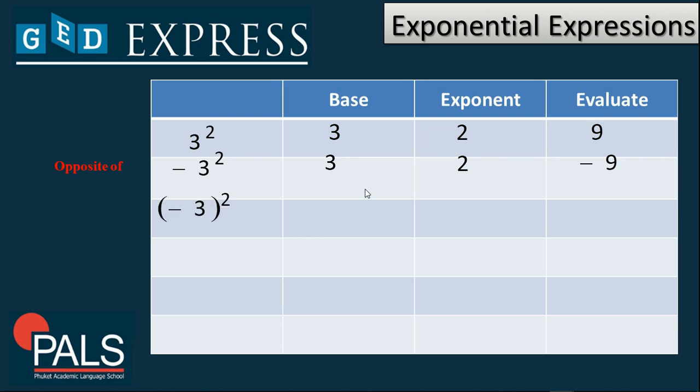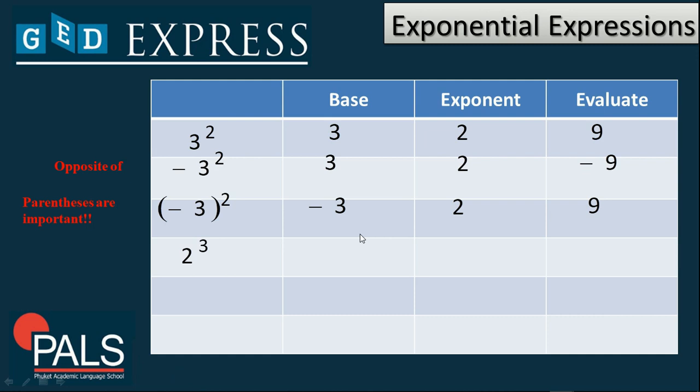9. But in this case, we don't have a parenthesis. That means the negative sign is outside the number, so that will become 3 times 3, positive 9, and we just put the negative sign here to denote that the symbol is outside the number. Now in this case, we have a parenthesis, so we are multiplying negative 3 by itself. So negative 3 times negative 3 will give you positive 9.